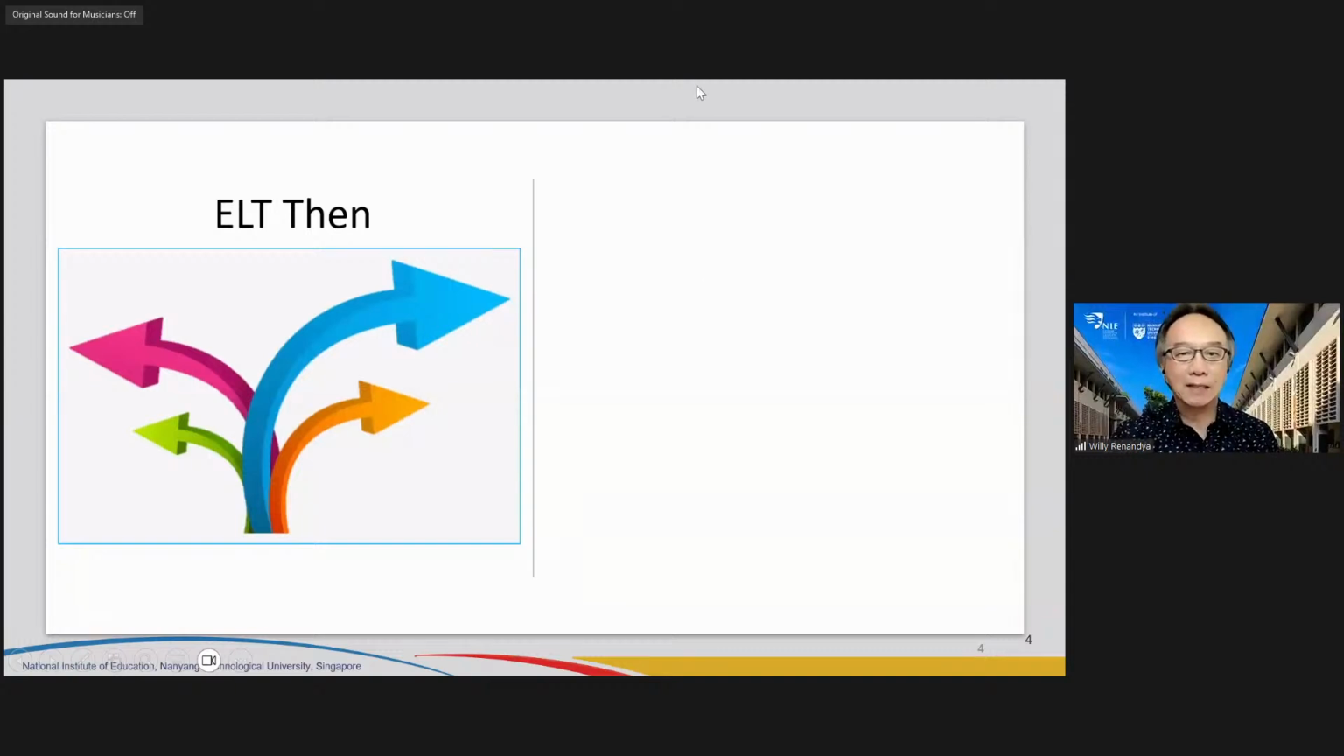Okay, let me get started. I'm going to show you just two images here. The first one shows you that ELT, English language teaching, in the past looked like this. People had different ideas. People had different proposals about what we should be doing in the classroom. There are so many ideas out there.